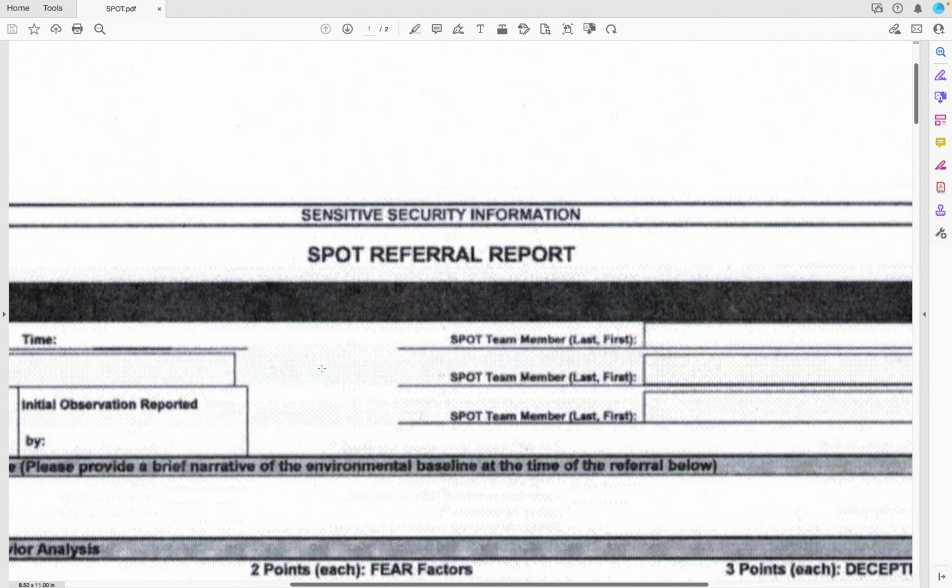Okay, so we'll take a look at the SPOT program. This isn't necessarily the exact person that's scanning your barcode, but it's something that would happen before you get into security. It could be people off to the side that you don't see, especially if they're filling out an actual piece of paper with a report.